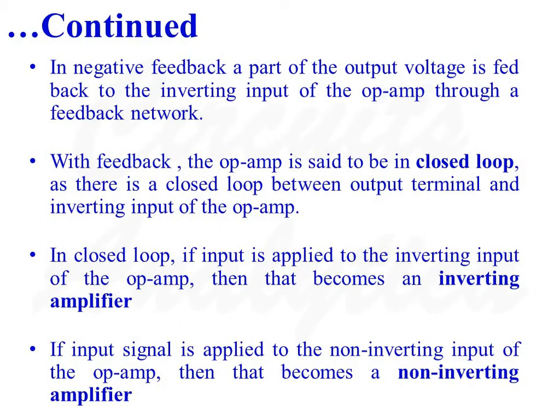With negative feedback, a part of the output voltage is fed back to the inverting input of the operational amplifier through a feedback network. With feedback, the opamp is said to be in closed loop, as there is a closed loop between the output terminal and the inverting input. In closed loop, if input is applied to the inverting input of the opamp, then that becomes an inverting amplifier. If input signal is applied to the non-inverting input, then that becomes a non-inverting amplifier.